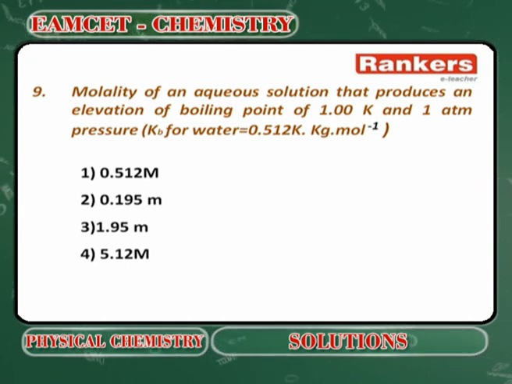Next question. What is the molality of an aqueous solution that produces an elevation in the boiling point of 1 Kelvin at 1 atmosphere pressure? Kb of water is given as 0.512, assuming that the solute is a non-electrolyte.